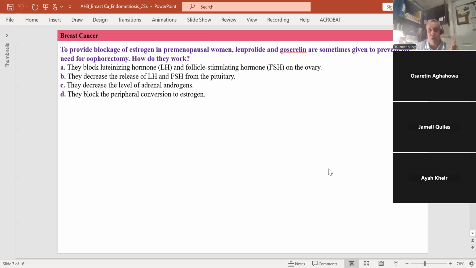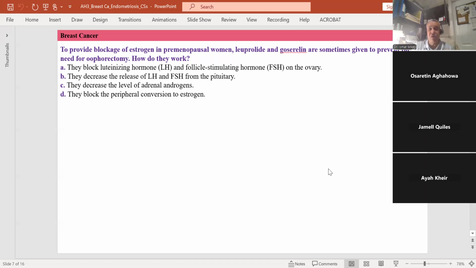Trastuzumab. There are a group of medications that end with the suffix zumab, and we have a few of them, but this is one of them, called Herceptin. So that's another drug that is also one of the treatment modalities that will lower the mortality rate in patients with breast cancer.